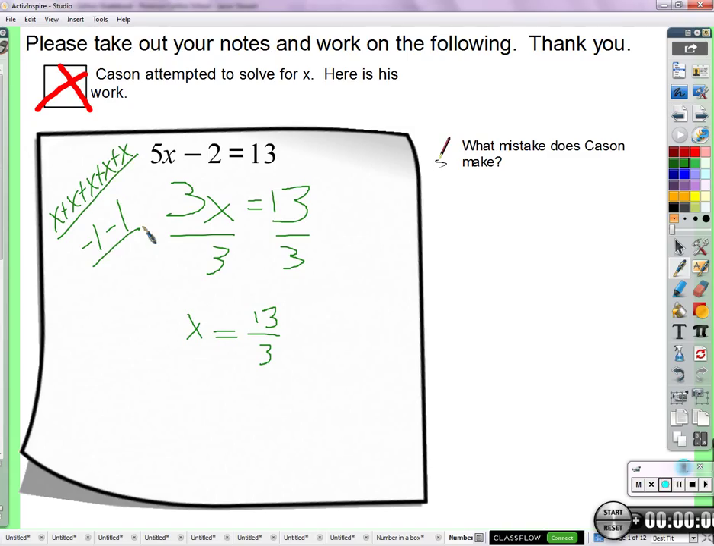And there's just no cleaning that up. There's no 3x that comes out of that. I would have to be subtracting x's to end up with 3x's. Okay, so how do we do this correctly? How do we fix this mistake?